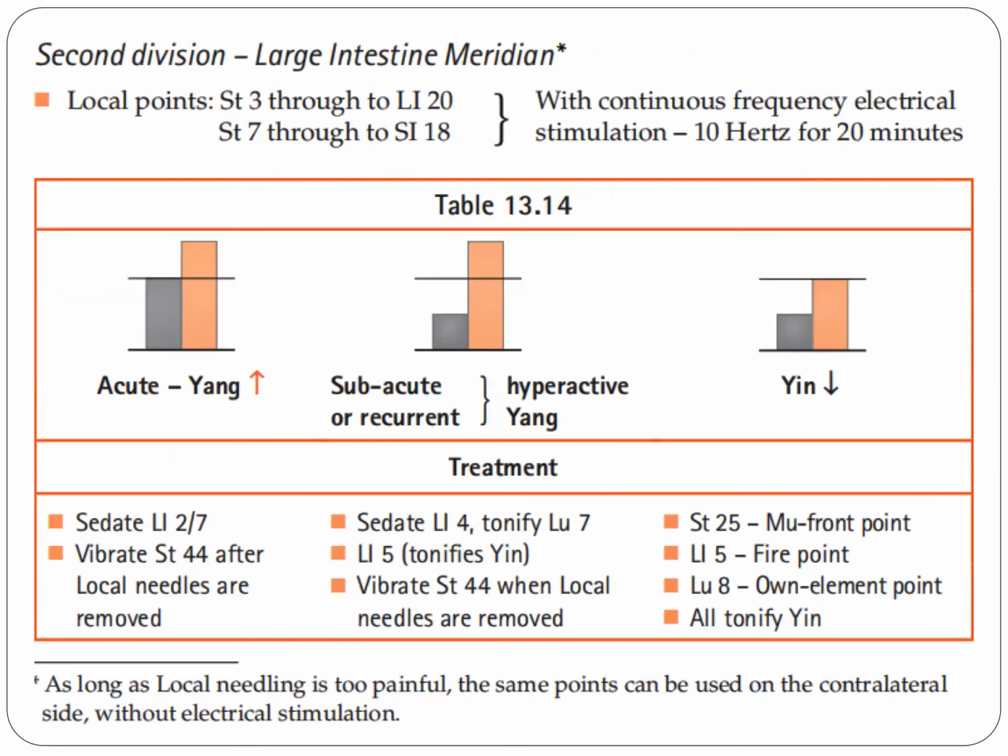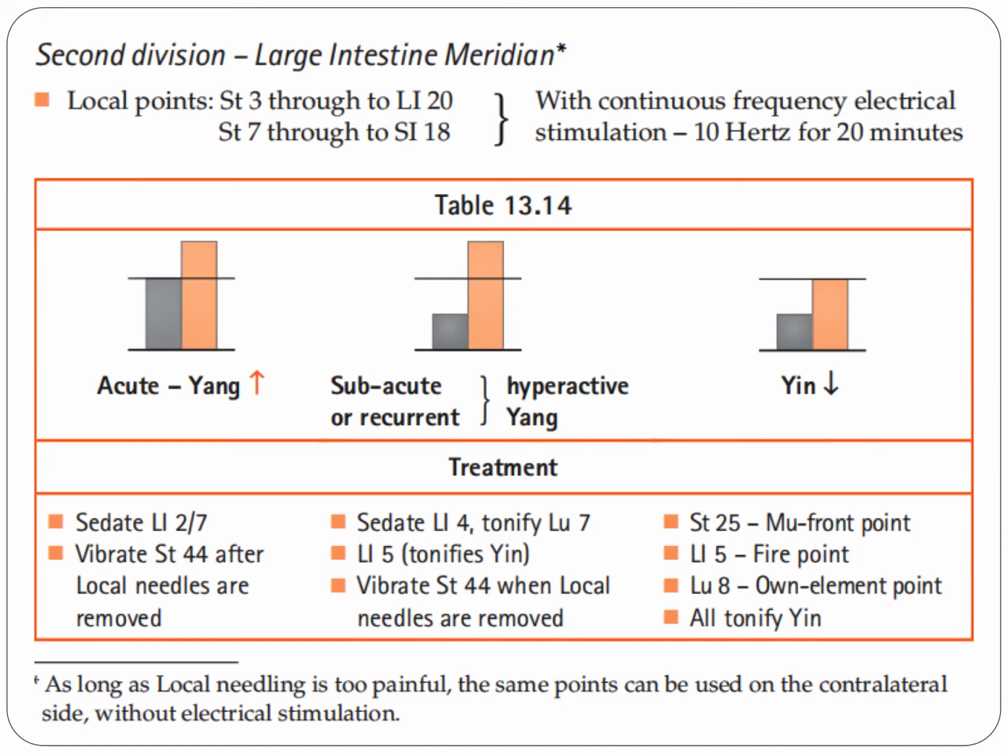Now, second division for the large intestine meridian, local point, stomach 3 through to LI20, stomach 7 through to SI18, with continuous frequency electrical stimulation, 10 Hertz for 20 minutes. The first tower diagram is acute, yang is increased, so we sedate LI2 or 7, vibrate stomach 44 after local needles are removed. The second tower diagram is subacute or recurrent, hyperactive yang, sedate LI4, tonify lung 7, LI5 to tonify the yin, vibrate stomach 44 when local needles are removed.